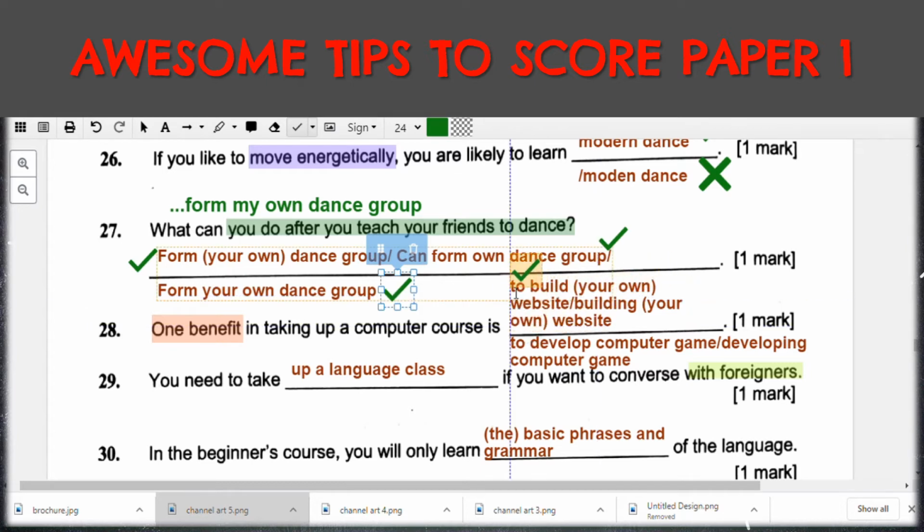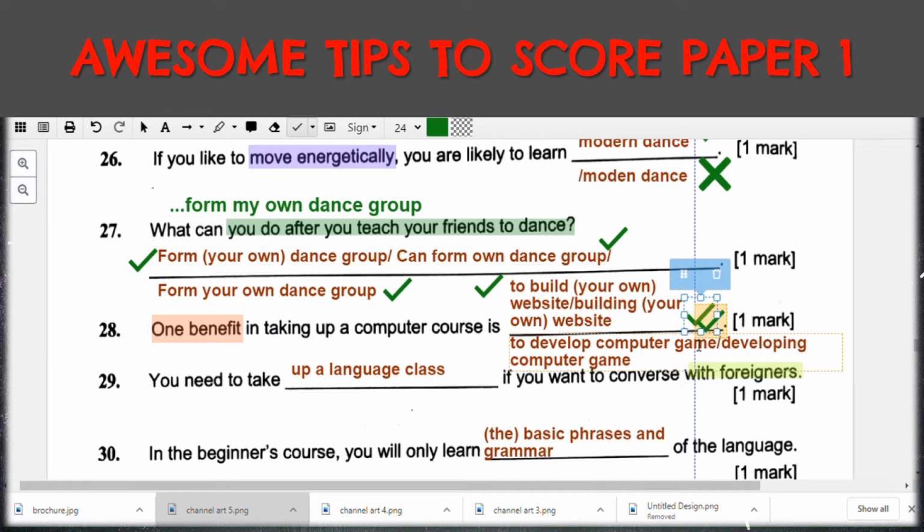If to build your own website, 1, 2, 3, 4, 5, it's still 5 words, so can be accepted. As I did just now, if it's in a bracket, it's optional. Or is building your own website. How many words? 1, 2, 3, 4 if you include your own. If you exclude, then building website will be 2 words. So it's not more than 5 words.